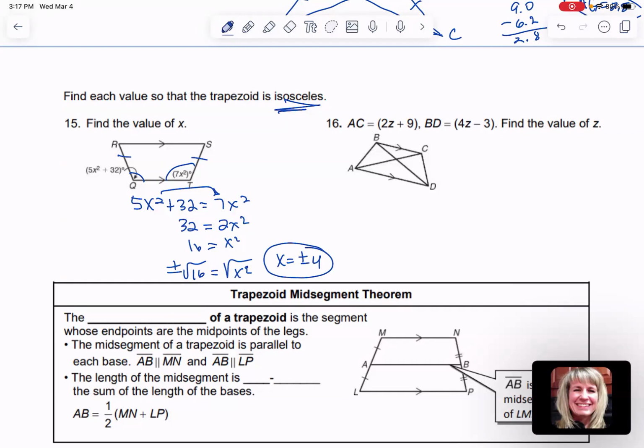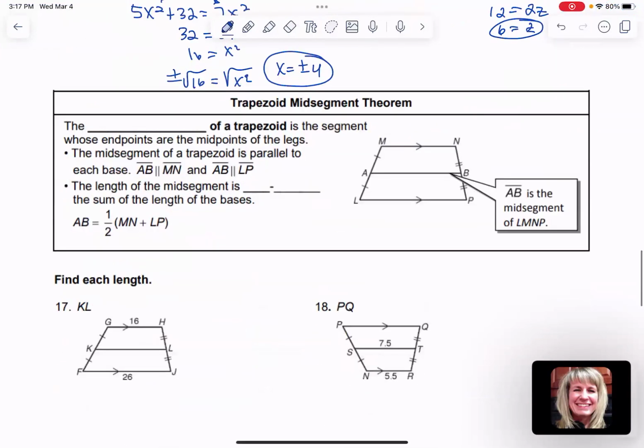On the next problem, I know it's a trapezoid because these bases are parallel to each other. They told me segment AC is 2z plus 9 and segment BD is 4z minus 3. Well, AC has to equal BD because in an isosceles trapezoid, diagonals are congruent. So 2z plus 9 will equal 4z minus 3. So z will equal 6.